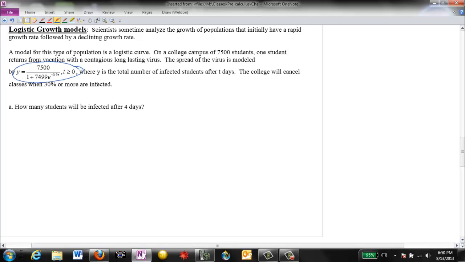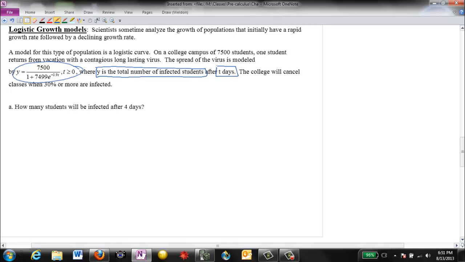And they're telling us that y is the total number. So this is kind of important, right? So y is the total number of infected students, and t is the length of time in days. Okay, and then they also tell us that the college will cancel classes when 30% or more of the entire campus population is infected. So once 30% of our 7,500 students are infected, they're going to cancel classes to prevent further spread.